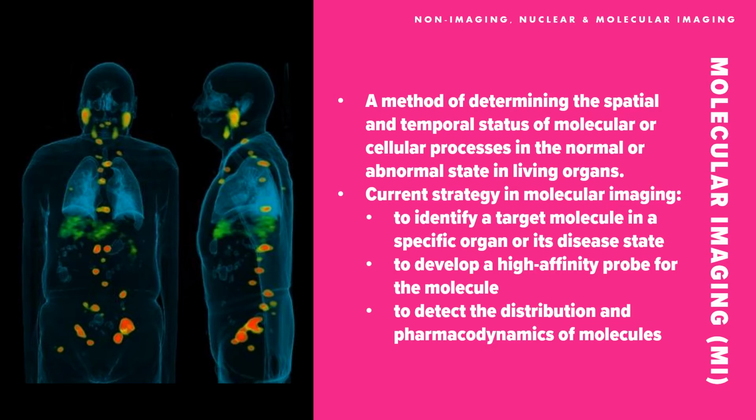So from the radio signal that we have, perhaps that goes to particular tissues or cells in our body system, we change the signal into a visual where you can identify mainly a target molecule in a specific organ or a target molecule in a specific disease, or you can even use molecular imaging to develop a high affinity probe for the molecule. And of course we can also understand the distribution and the pharmacodynamics of molecules that are being administered to a patient. So that's how MI can be used in general.